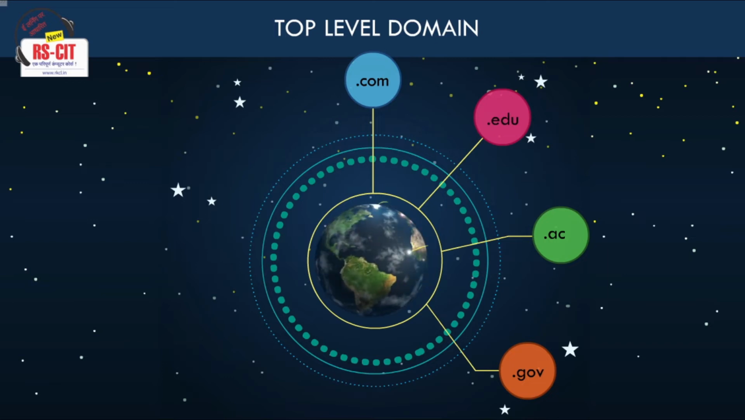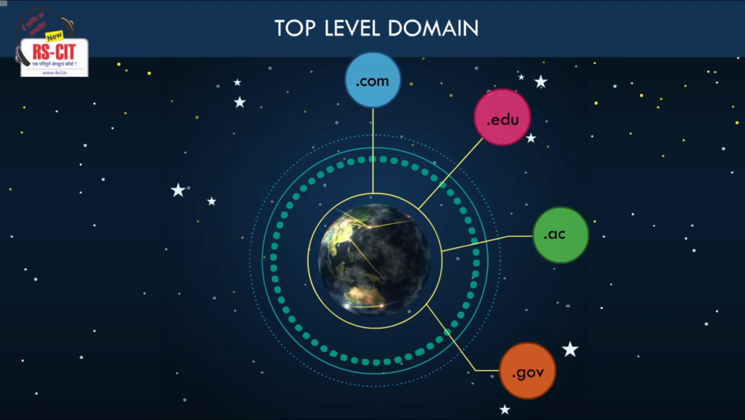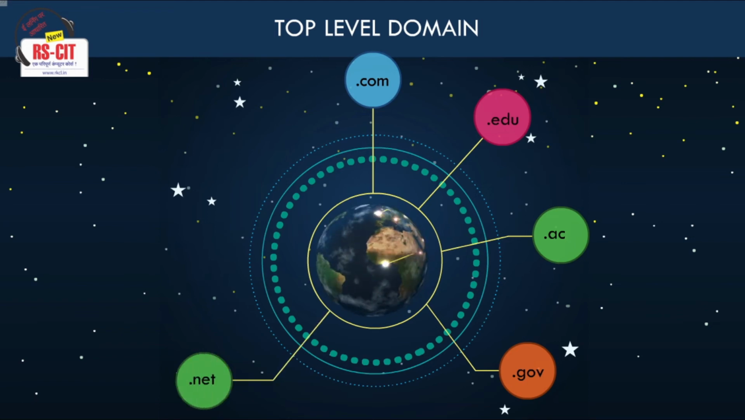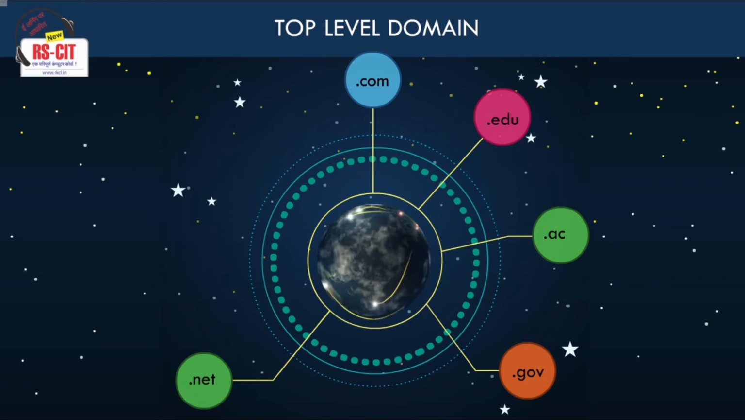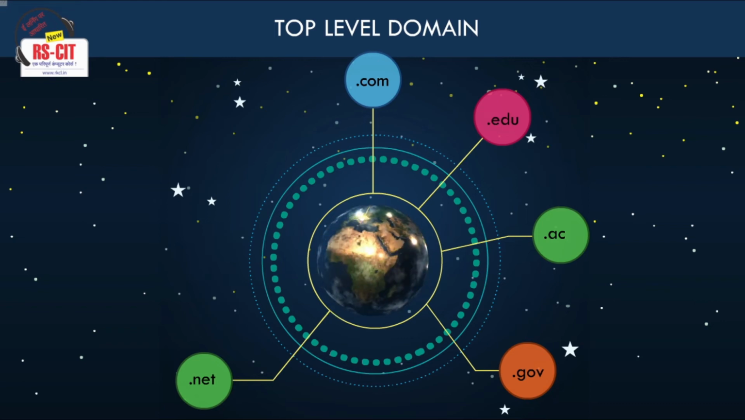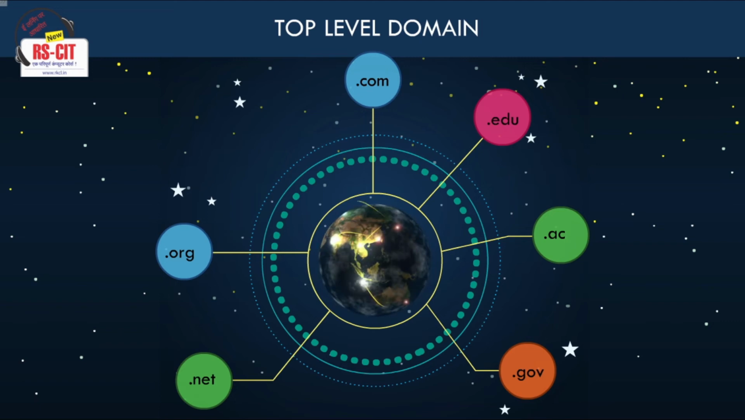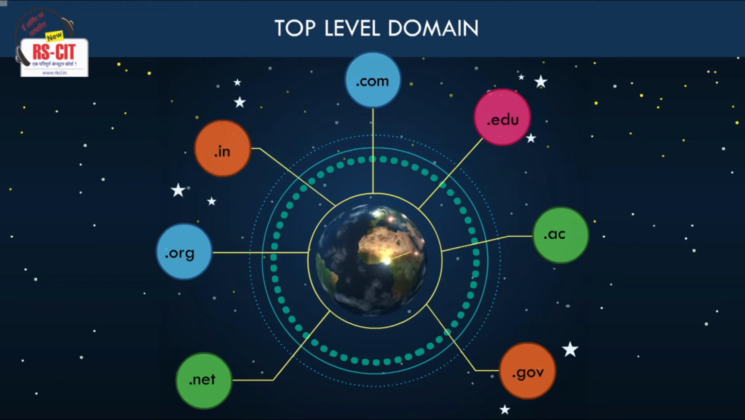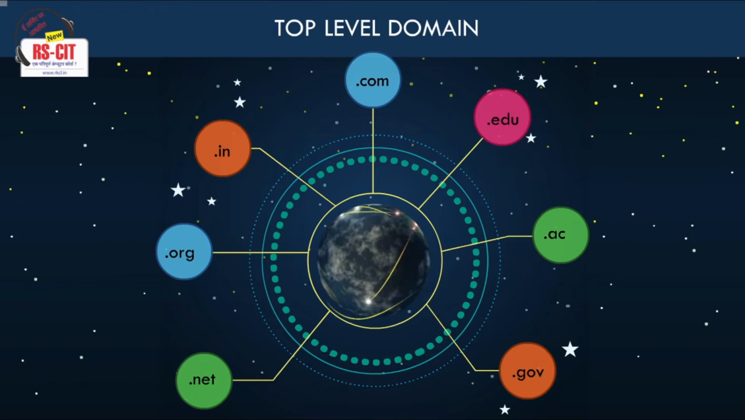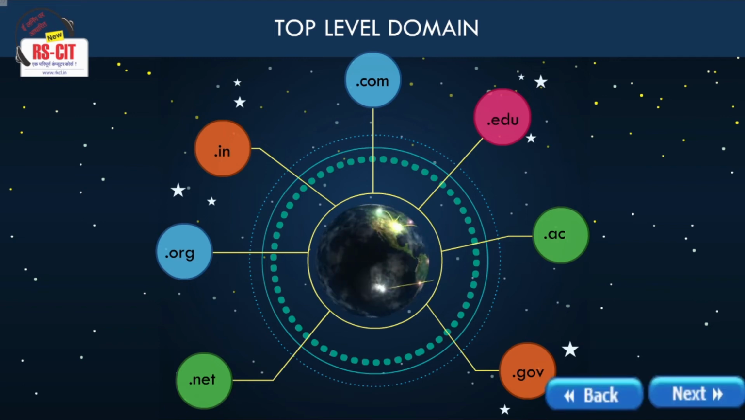Top-level domain .gov, original intended use, government. Example: https://rajasthan.gov.in. Top-level domain .net, original intended use, networking organizations or ISPs. Example: www.slideshare.net. Top-level domain .org, original intended use, non-profit organizations. Example: www.wikipedia.org. Top-level domain .in, original intended use, available to anyone. Example: www.ebay.in.